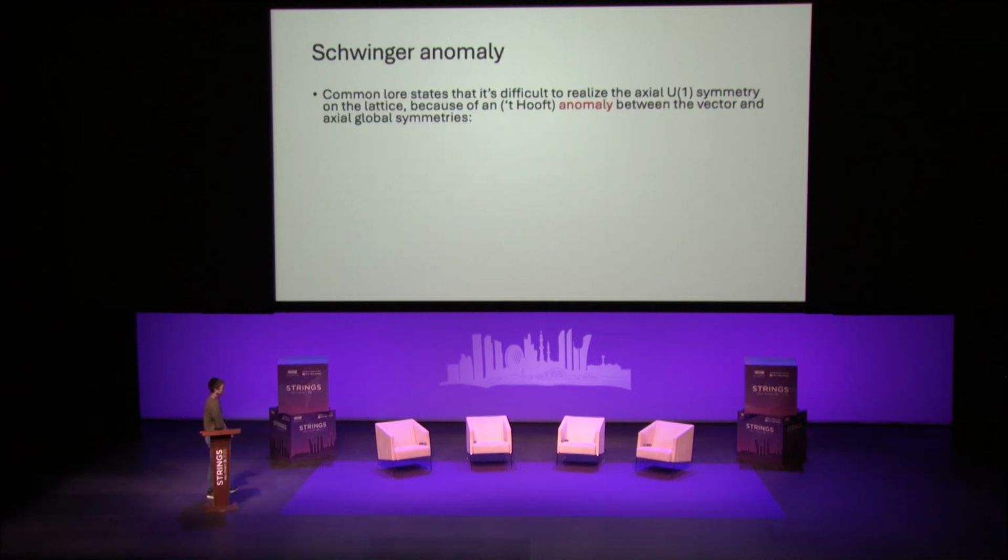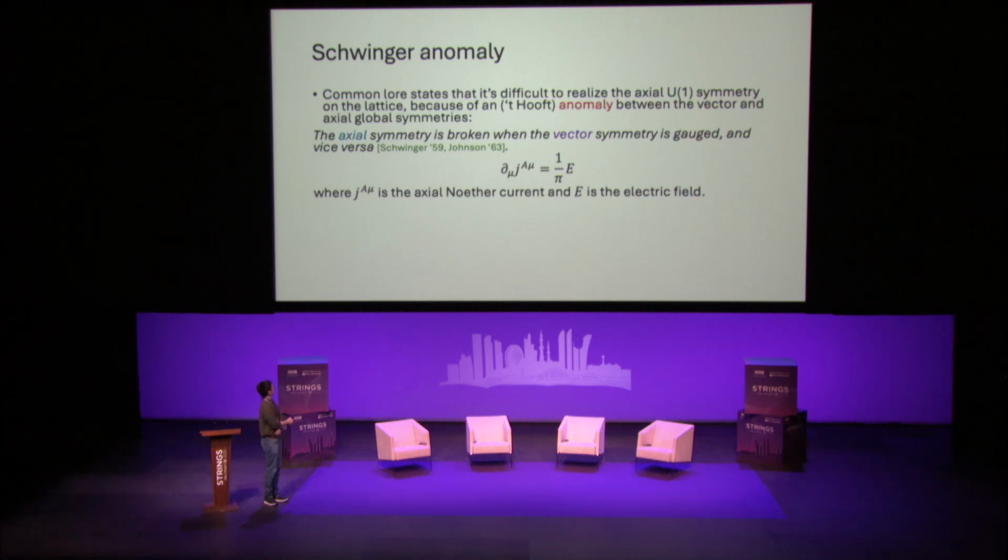Okay. Now, common lore states that it's difficult to realize the axial U1 symmetry on the lattice because of an anomaly. More specifically, I had in mind the 't Hooft anomaly between the vector and the axial global symmetries of a Dirac fermion. That means you cannot simultaneously gauge both the vector and the axial symmetry. In other words, it means that the axial global symmetry is broken when you gauge the vector global symmetry, and vice versa. This is really the oldest anomaly known to humanity.